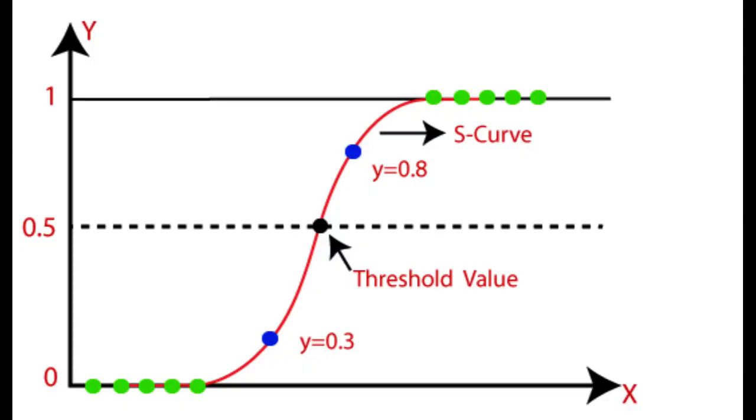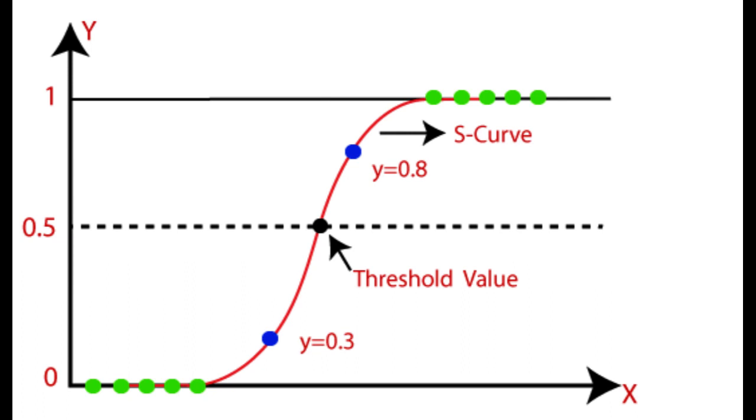Logistic regression is one of the most popular machine learning algorithms, which comes under the supervised learning technique. It is used for predicting the categorical dependent variable using a given set of independent variables. Logistic regression predicts the output of a categorical dependent variable. Therefore, the outcome must be a categorical or discrete value. It can be either yes or no, 0 or 1, true or false, etc.